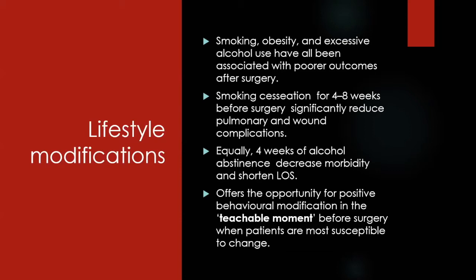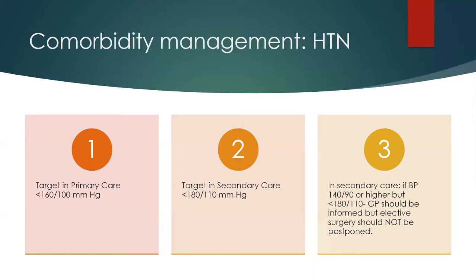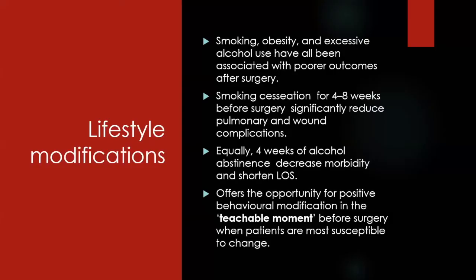So this is the time they can possibly stop smoking and reduce alcohol consumption. As you know, 4 to 8 weeks of smoking cessation is helpful. However, abstinence of smoking even for 12 hours is beneficial. Now, so this is how the whole idea of prehabilitation works.